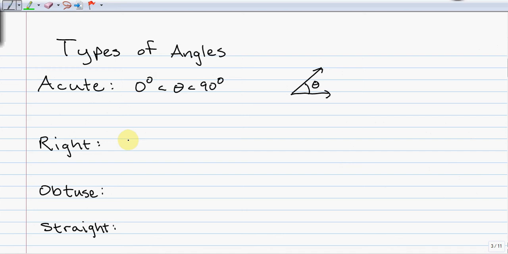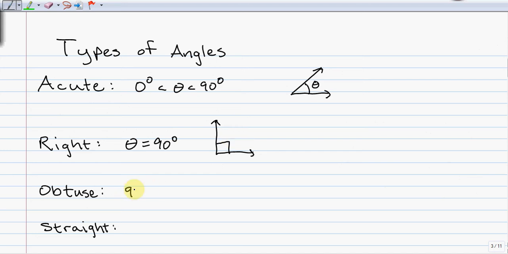A right angle is 90 degrees. So 90 degrees is, again, a quarter of a rotation. You might have heard the terminology perpendicular, that these two lines are now perpendicular. And to denote a 90-degree angle, we're going to draw a square little box right here, just to denote that it is a perfect 90-degree angle.